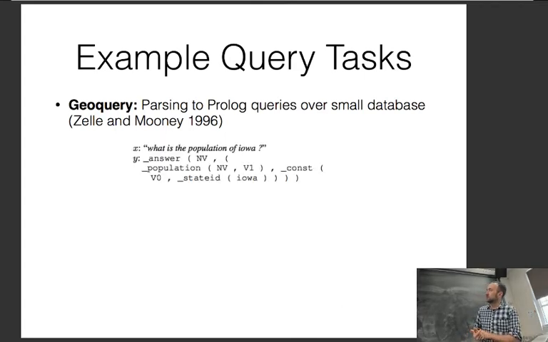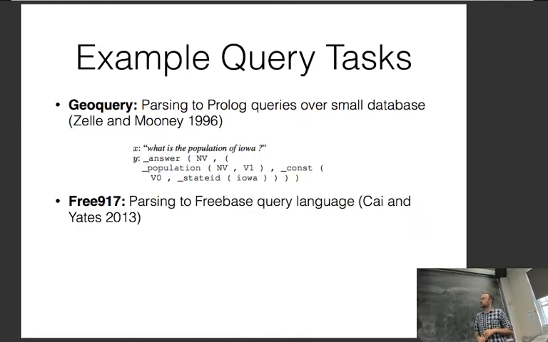So we have an example like this. What is the population of Iowa? And then our answer is, actually this is slightly more complex, I pulled this from a paper, but basically you have the population, then you have the state ID, and it's kind of a first order logic expression like this.